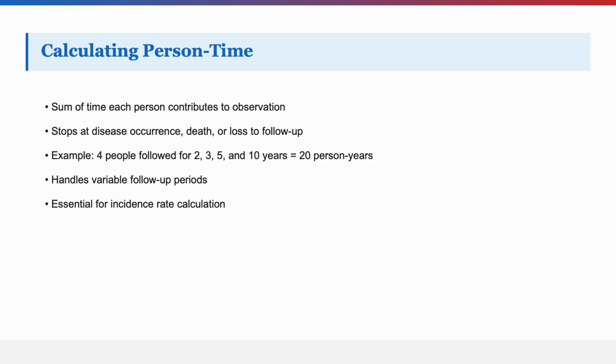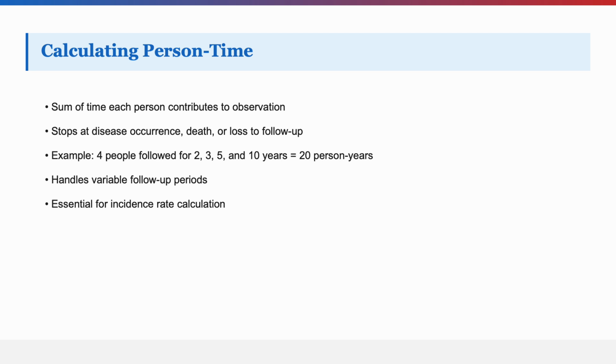Let me spend a moment on person time calculation because it's essential for incidence rates. Person time is the sum of time each individual contributes to the observation period. If you follow one person for 5 years, that's 5 person-years. If you follow 5 people for 1 year each, that's also 5 person-years. Each person's contribution stops when they develop the disease of interest, die, drop out of the study, or reach the end of the observation period.